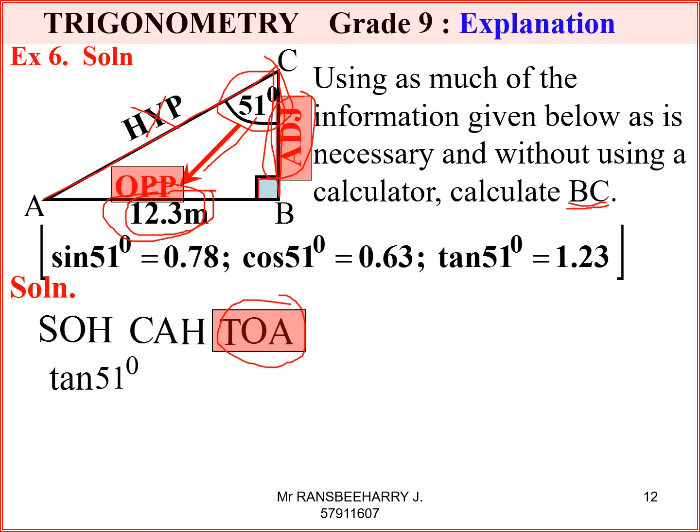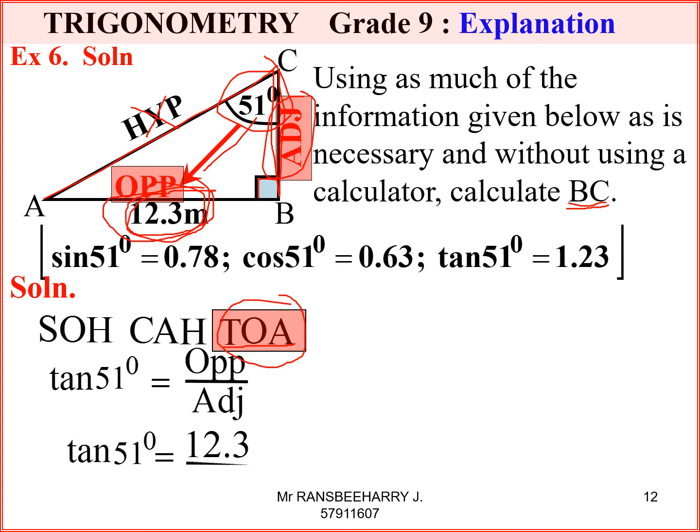Tan of the angle, tan 51 degrees. TOA means tan is opposite over adjacent. So tan 51 equals the opposite, 12.3, divided by the adjacent, which is BC. This is the adjacent BC, required to find. Here we cross multiply to find BC. So BC becomes 12.3 over tan 51.